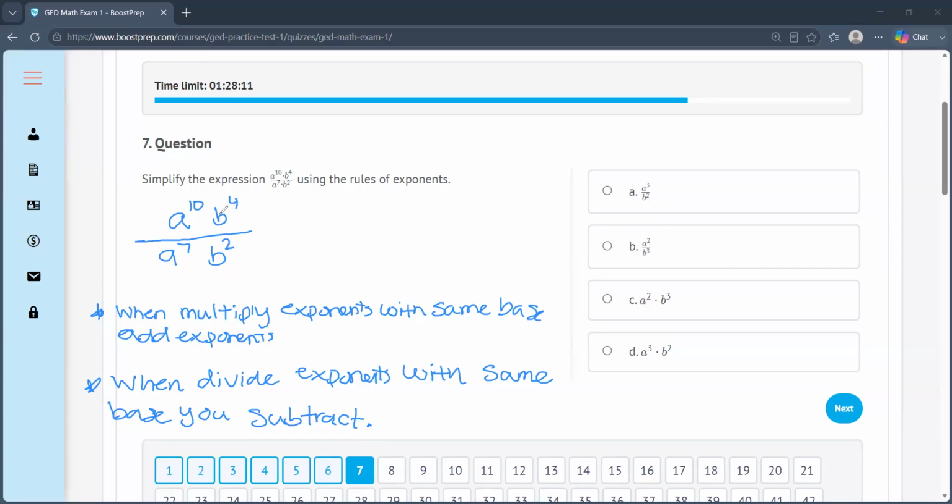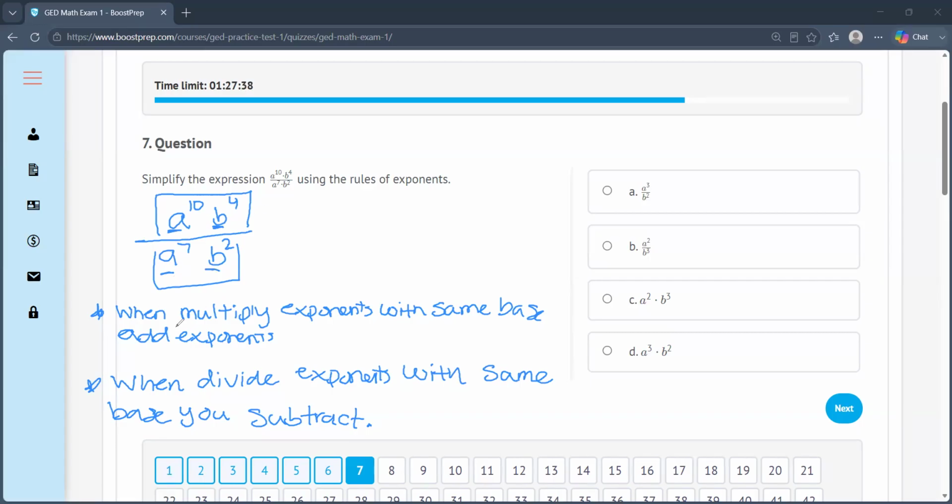What I would do is, before I divide, I always check. Let's look at the numerator. I know it's tempting just to divide, but check in the numerator if you can combine like terms. Can you simplify a^10 times b^4? No. The reason why you can't simplify this is because they have different bases. This is a base of a. This is a base of b. Now do the same thing with the bottom. Can you simplify a^7 and b squared? No, because they're different bases.